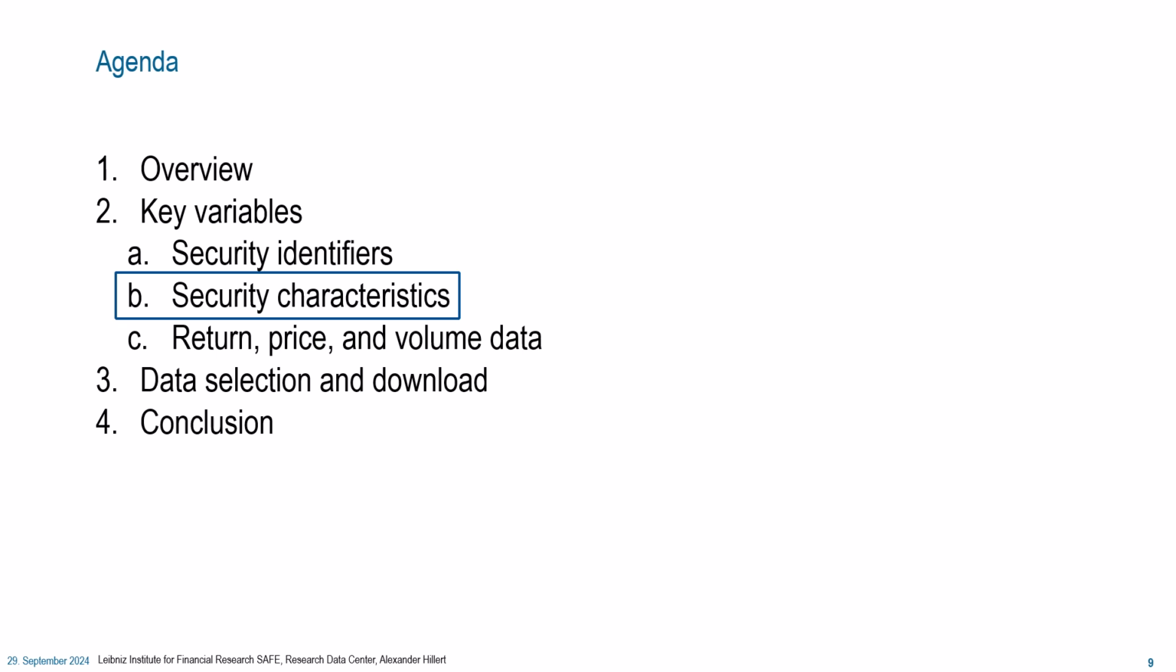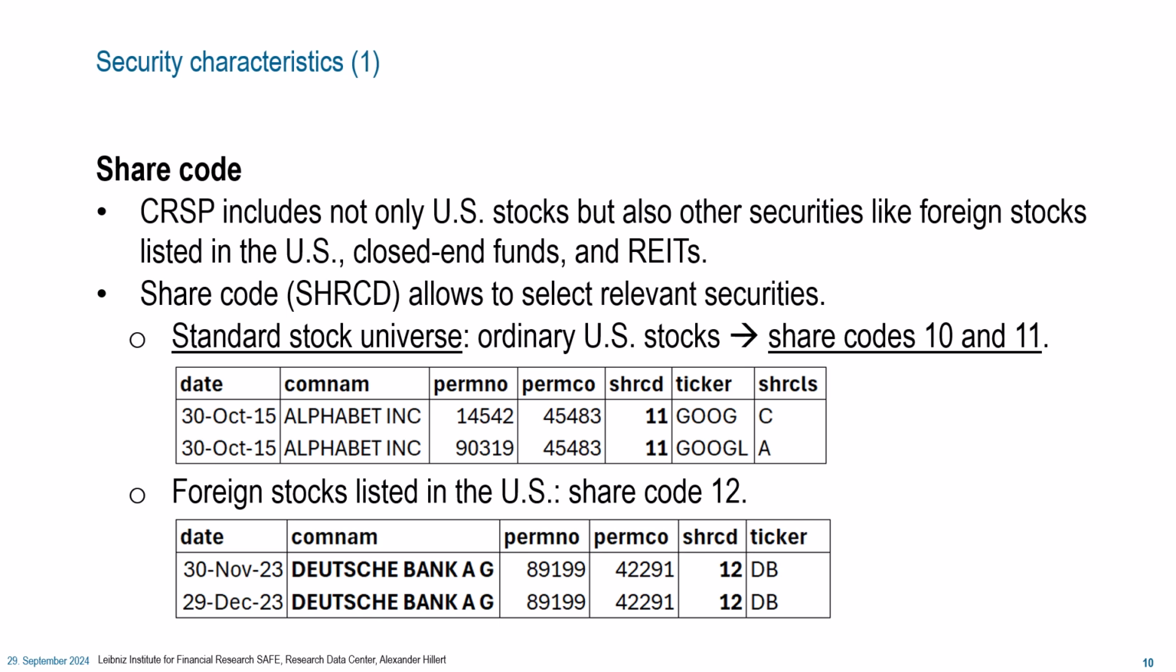And now we can move on to security characteristics. And here the idea is, how do you select the important securities that you want to keep in your sample, and how can you get basic firm or security information. One key variable is the share code. And this is important because the share code tells you what type of security you are looking at.